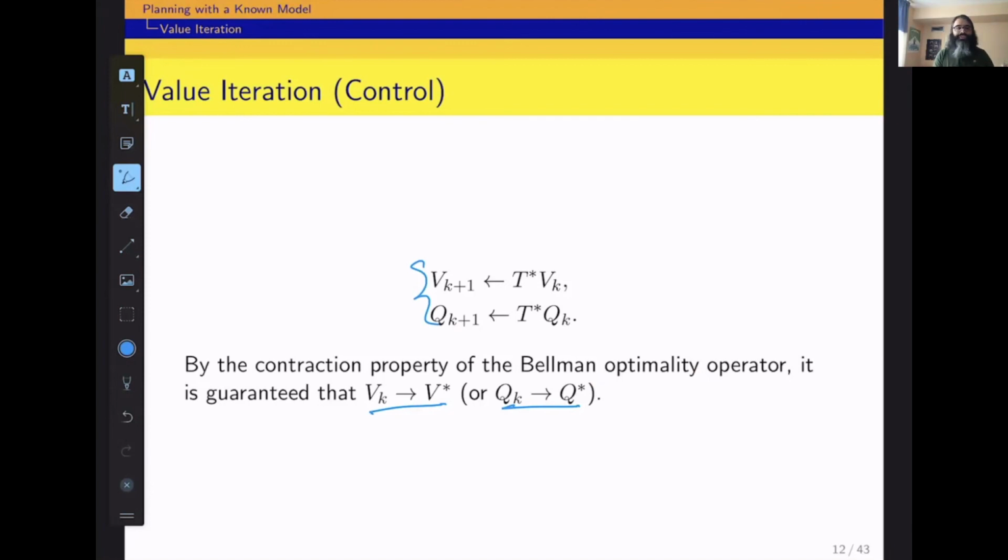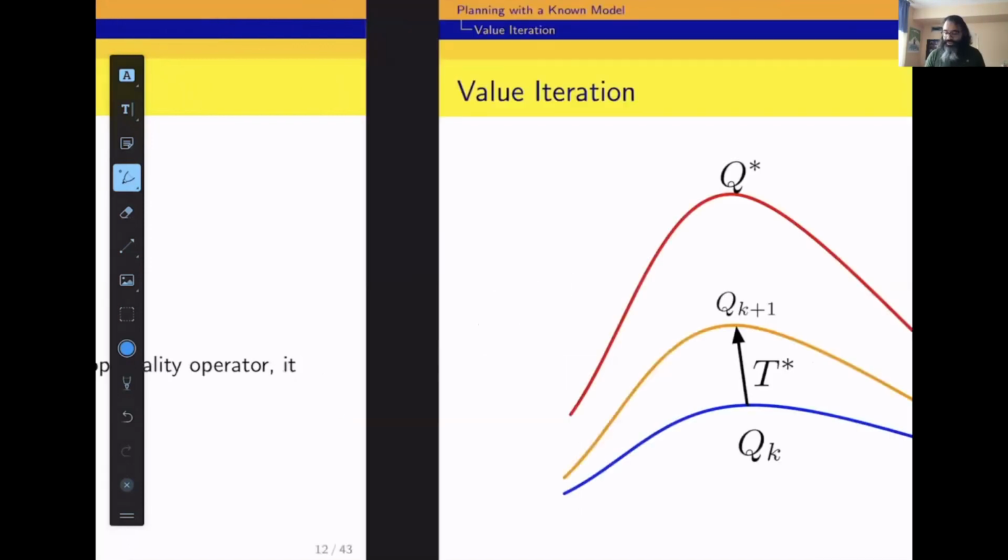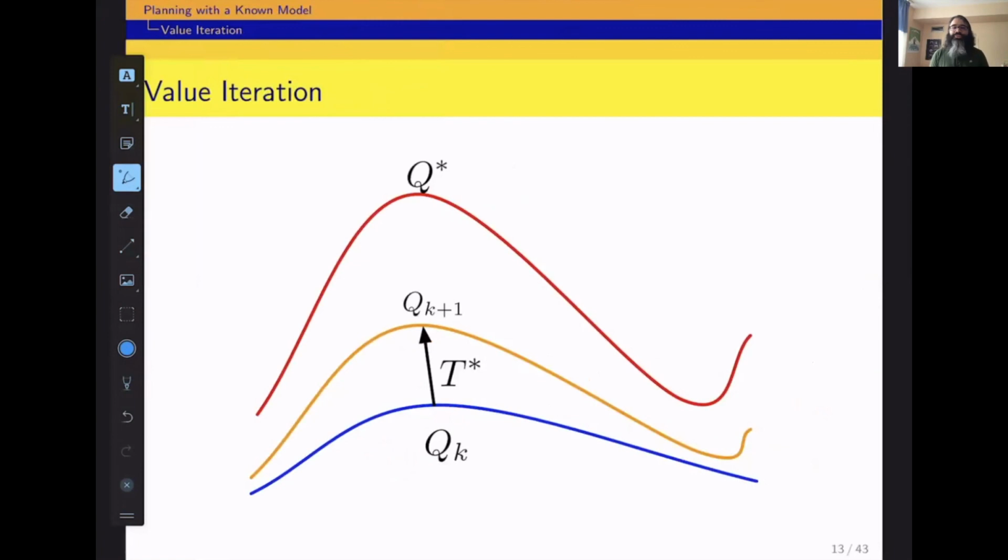Okay, so everything is clear, right? Okay, so this is value iteration. Let's just look at it a bit more visually. So here I'm showing you how it kind of works.